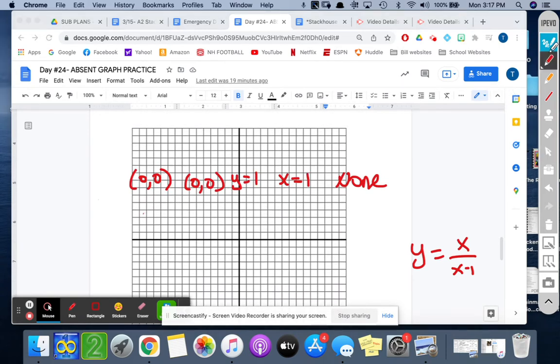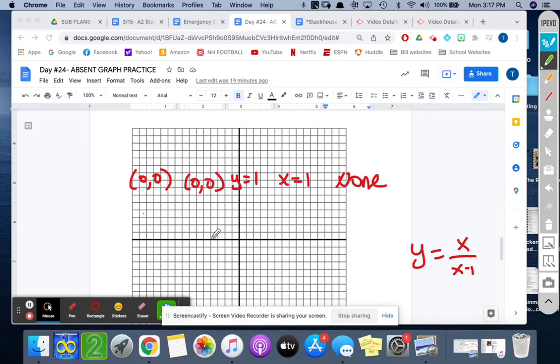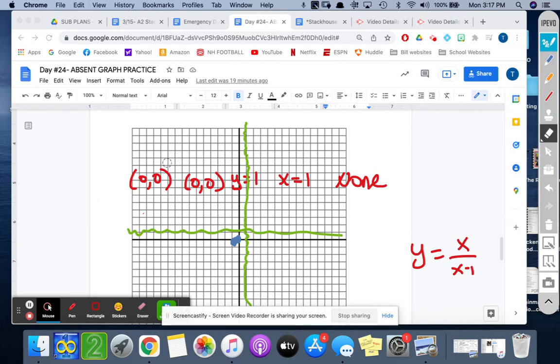Let's do this in a different color so it stands out. So I have an asymptote at x equals 1. So that's this squiggly line here. And y equals 1, so right here as well. So there's my two asymptotes. And then I'm going to put a dot at (0, 0). So I can erase most of it. Actually, I can erase all of that red info. So my y-intercept and my x-intercept are the same point. I graphed y equals 1, and I graphed x equals 1.